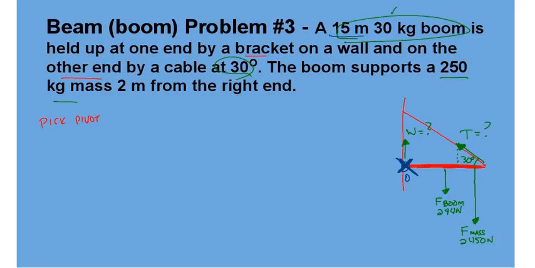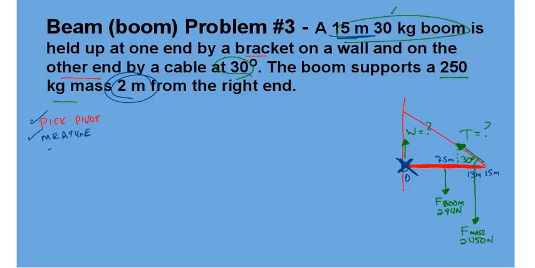I know that the whole beam is 15. So out here the cable is at 15 meters. The mass is 2 meters back from that. So 15 minus 2 would be 13 meters. And then the weight of the beam acts at half of the length. So that would be 7.5 meters right there. So now we have measured all the distances, and we're doing good, right?